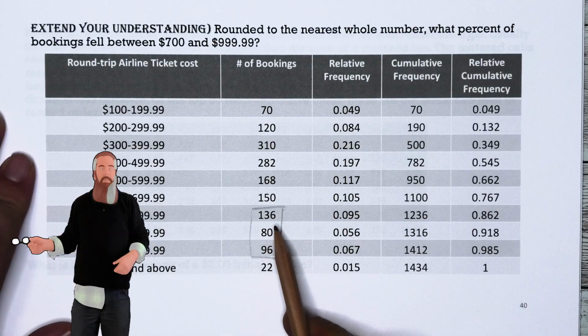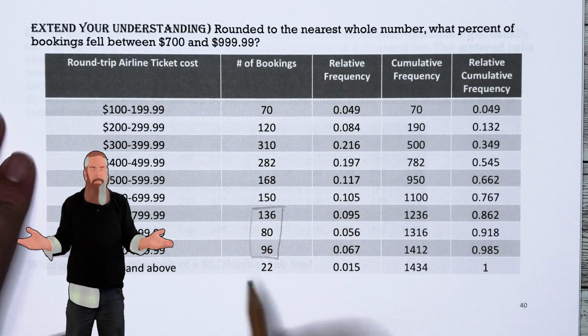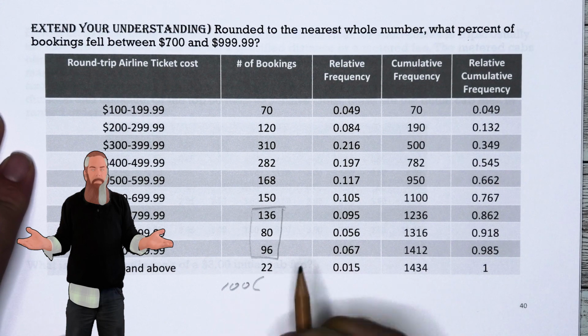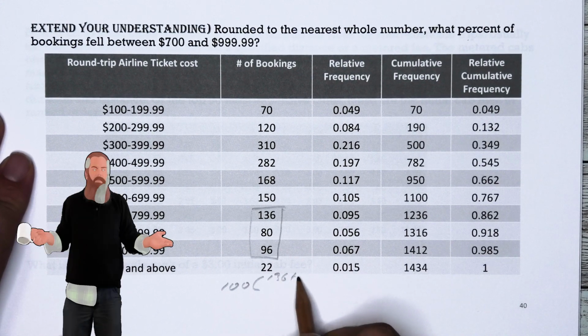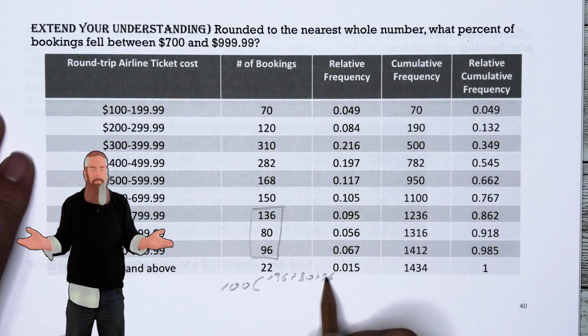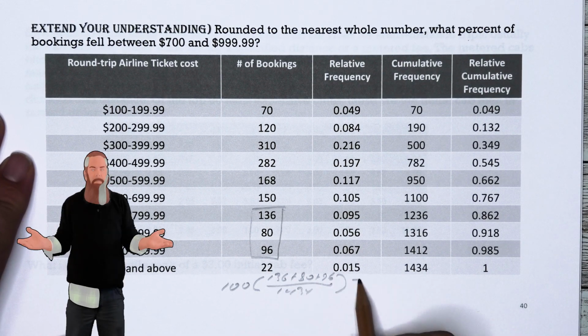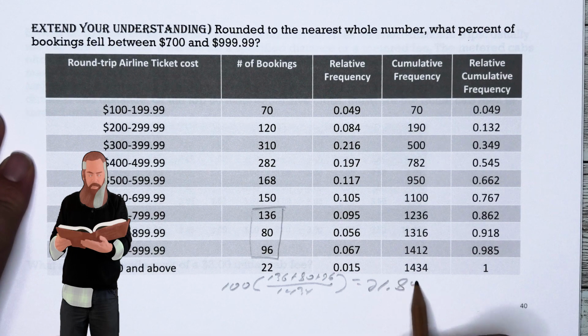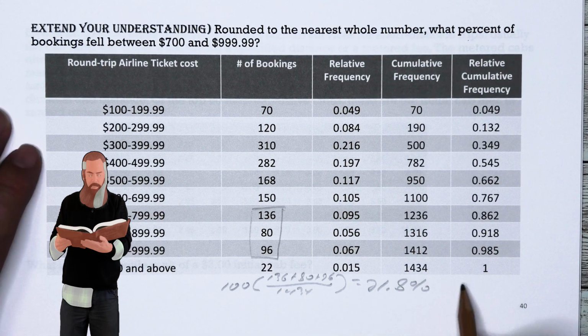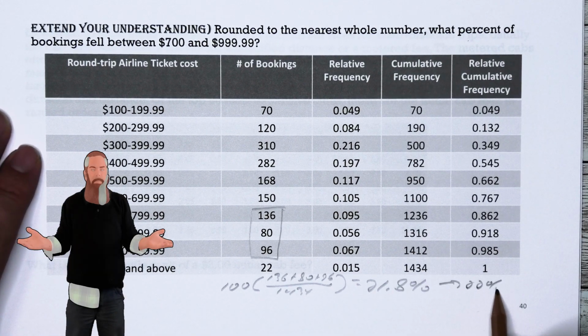So we have 136, 80, and 96. We're going to do 100 times 136 plus 80 plus 96, dividing by 1434, to get 21.8%. Now that would mean 22%.